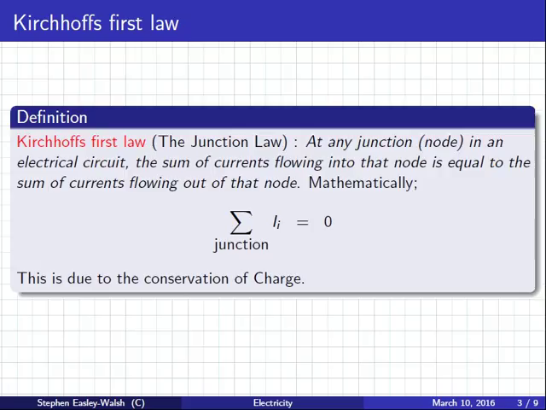Sum at a junction. The whole box is the definition. That is I, capital I for current. I, meaning like current 1, current 2, current 3.